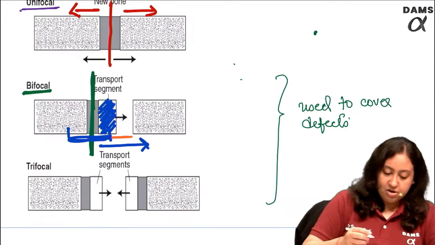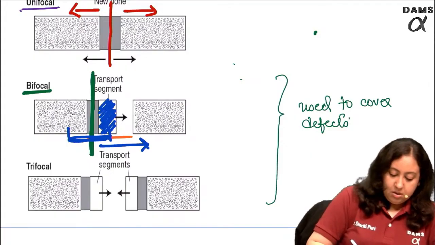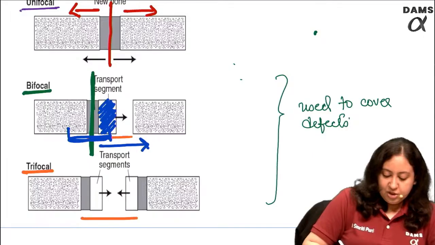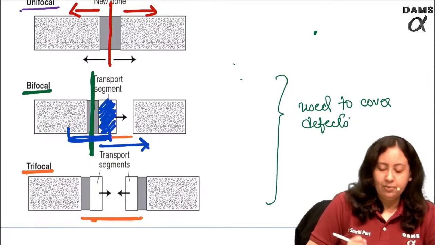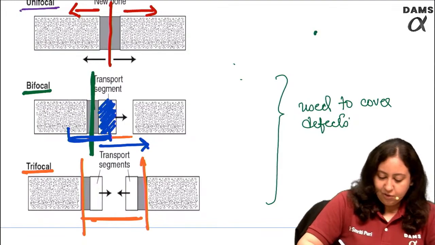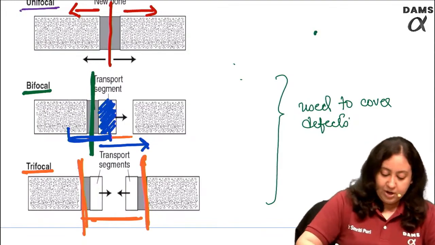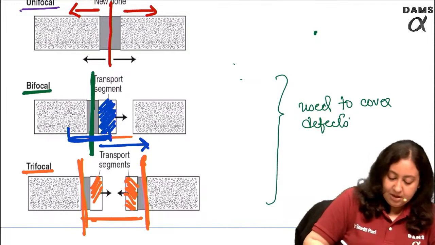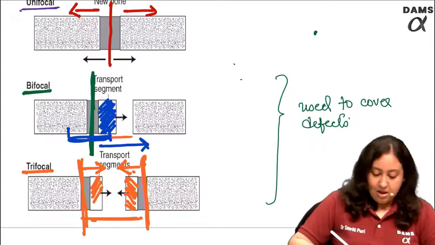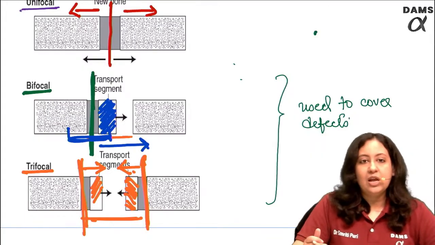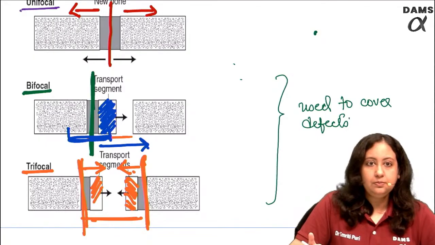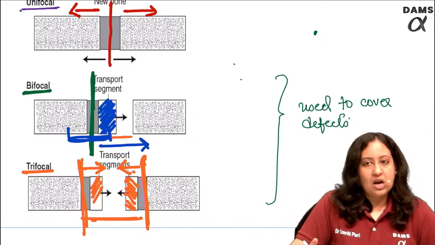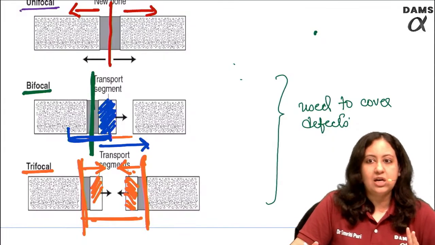Okay, similarly for a trifocal one, suppose you want to bridge this gap, alright, and it's a larger gap. What you do is you osteotomize the ends of both the bones. Alright, so you get two transport segments. And you place distractor devices and move them towards each other, and that dark gray solid shaded area is where you are forming your new bone. Alright, so unifocal does not have a transport disc, bifocal has one transport disc, and trifocal has two transport discs.